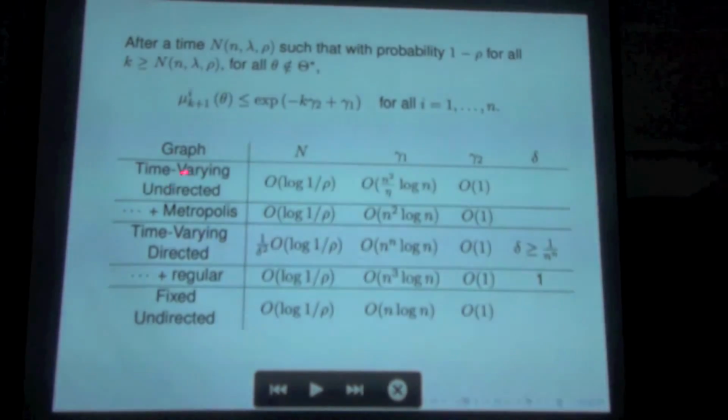When you have time-varying undirected graphs, you have n squared over eta, and eta is just another parameter. That can be, for example, 1 over n. So this becomes n cubed. But if you have Metropolis weights, this comes back to n squared. If you have regular graphs, you have n cubed. But the worst case is when you have graphs that change with time and they are directed.